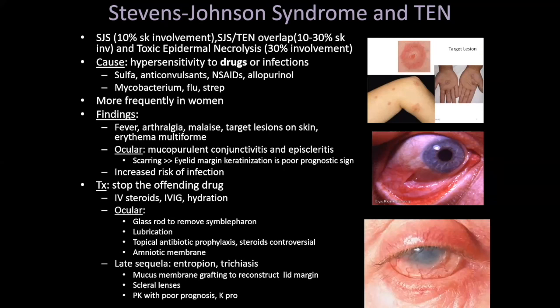Stevens-Johnson syndrome. I don't know if anybody has an idea about the PROSE lens. What is the PROSE lens? Just the basic description. Who can describe what the PROSE lens is? Any volunteer? PROSE lens is a prosthetic replacement of ocular surface ecosystem. Good. And how is it designed? It's a kind of scleral lens. It's a scleral lens, but it has a fluid reservoir.